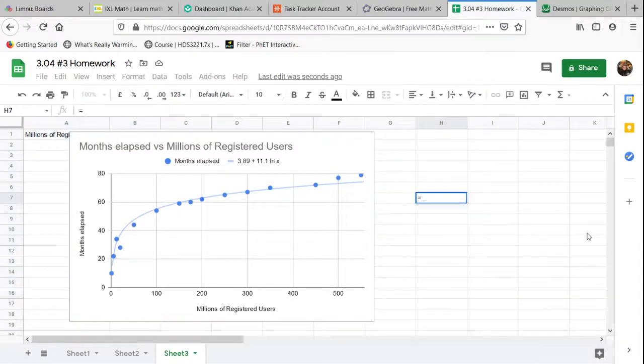And then our last step is to interpolate, find when we hit the 275 million registered user mark. We can do that just by plugging in 275 as x in that equation. And we get that it took about 66 months from when it launched in February 2004. So 5.5 years. So we are looking at August of 2009 by the time it reached that point. So this concludes the homework assignment 3.04, number 3.